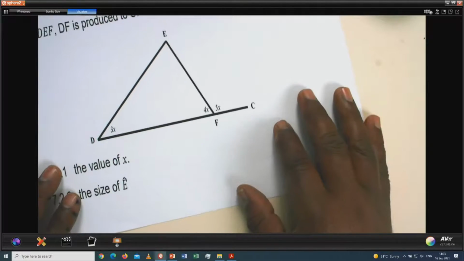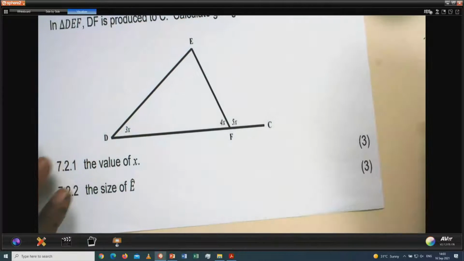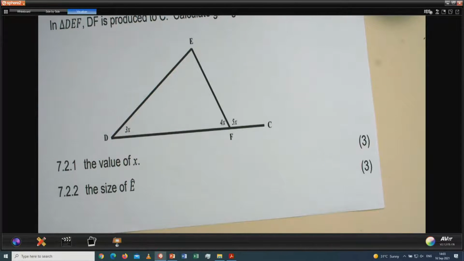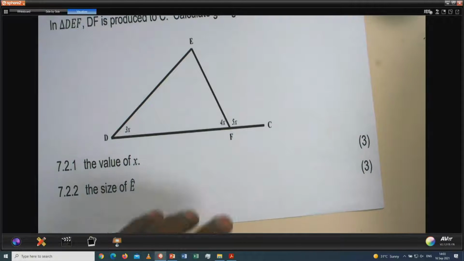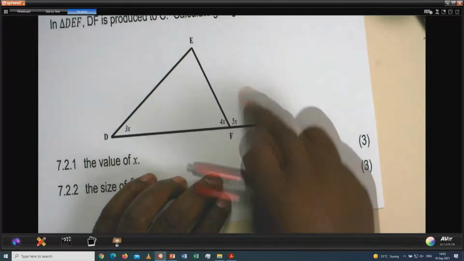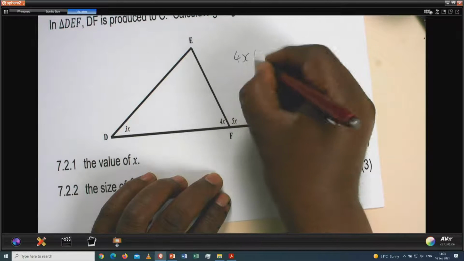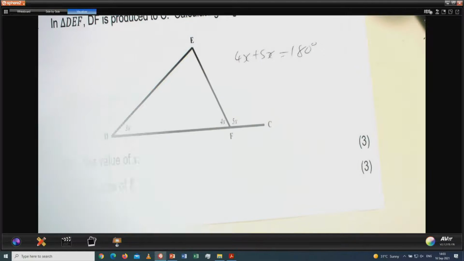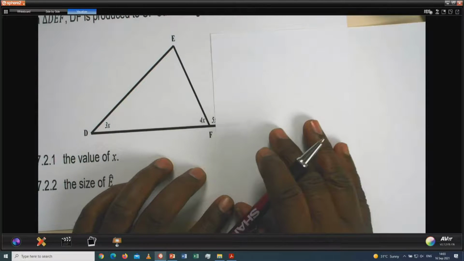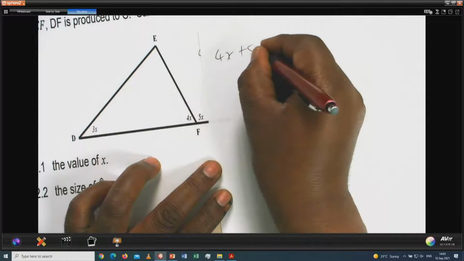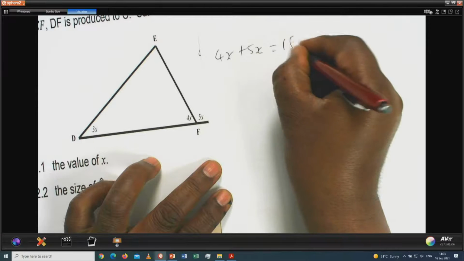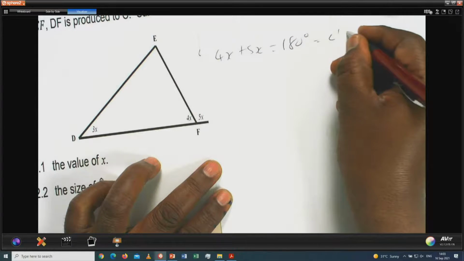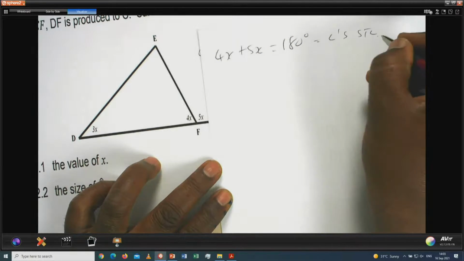You look at the question, what do you have there? x. Where is x? Is there anything with x that makes sense? Yes, for me, here, when you look at the straight line, 4x plus 5x is equal to 180 degrees. Why? Angles on a straight line.